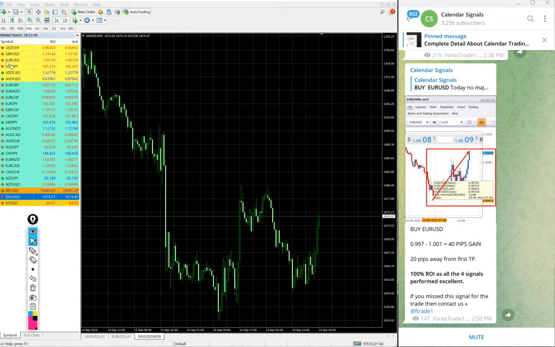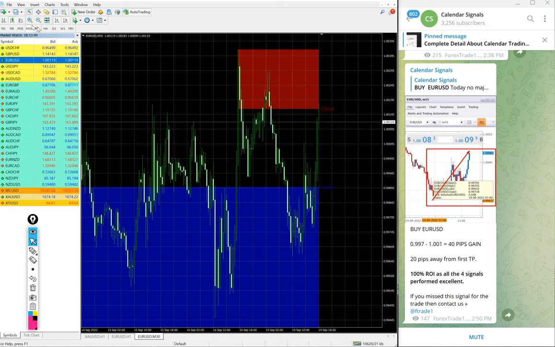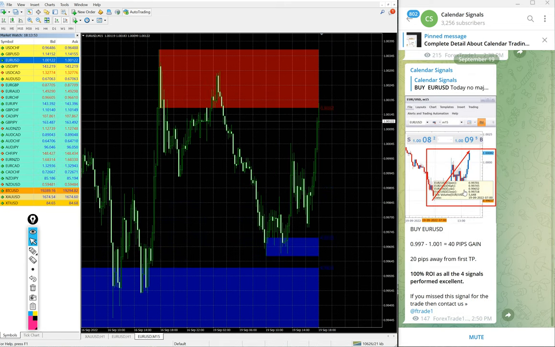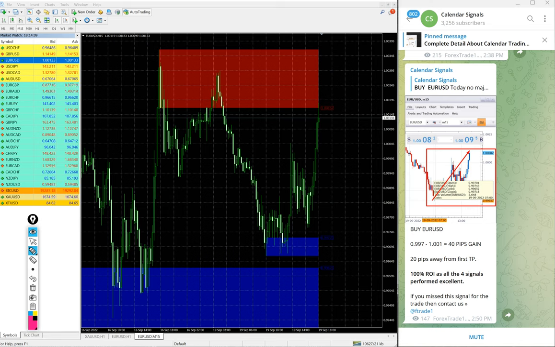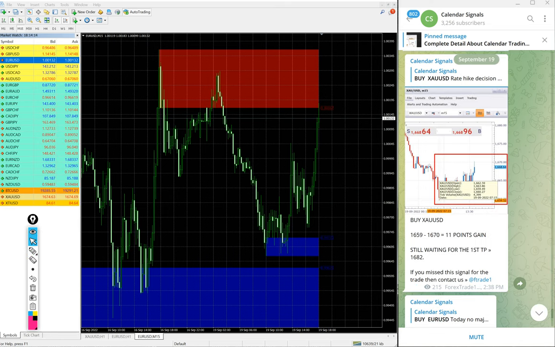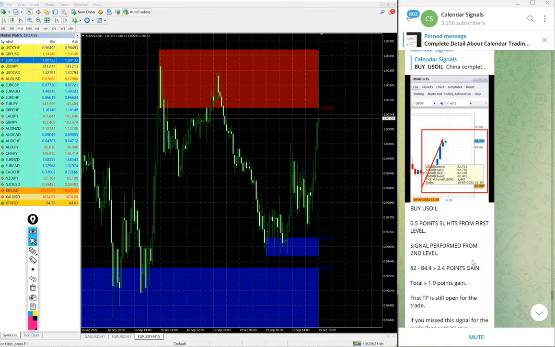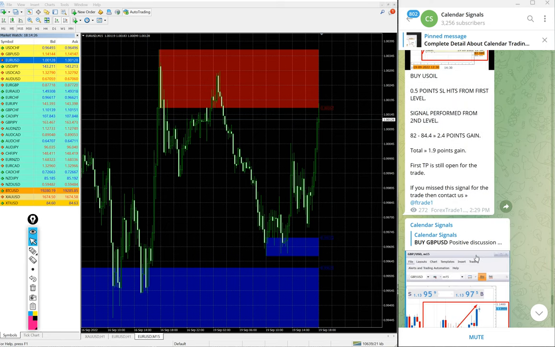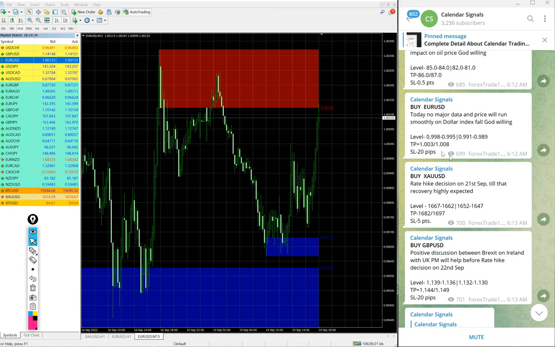Then EURUSD. Here is the EURUSD 15 minute chart. And EURUSD entry at 0.9970 and high traded 1.001, 40 pips gain on EURUSD buy signal. Small profit on EURUSD, 40 pips. And 16 points gain on gold, 70 pips gain on GBPUSD, and 3 points gain on USOIL buy signal. So today, out of 4 signals we posted in our channel, all 4 signals performed and gave very good profit for those who followed our signals and traded as per our levels.